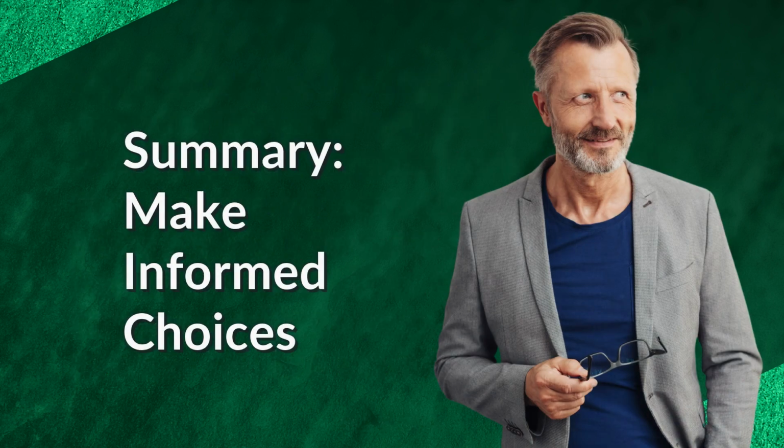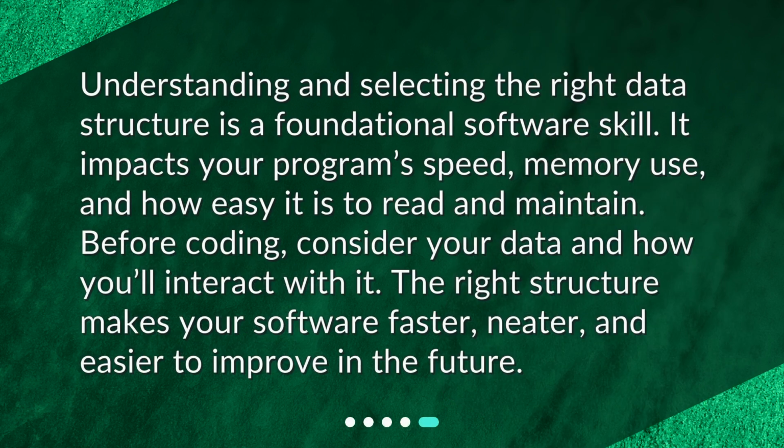Summary: make informed choices. Understanding and selecting the right data structure is a foundational software skill. It impacts your program's speed, memory use, and how easy it is to read and maintain. Before coding, consider your data and how you'll interact with it. The right structure makes your software faster, neater, and easier to improve in the future.